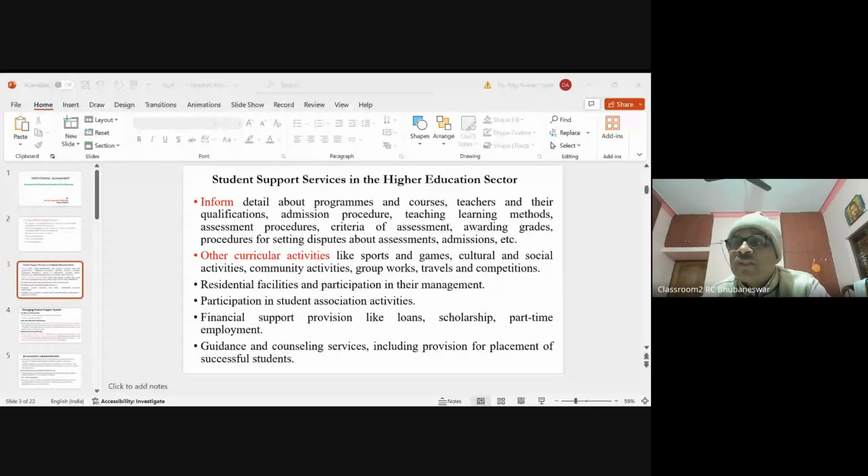What is the minimum percentage of marks to secure for passing in the term-end examination? What percentage of marks is required for assignment? What percentage of marks is for project work? These are the different areas. So detail about program and course. A course, what benefit will you get?